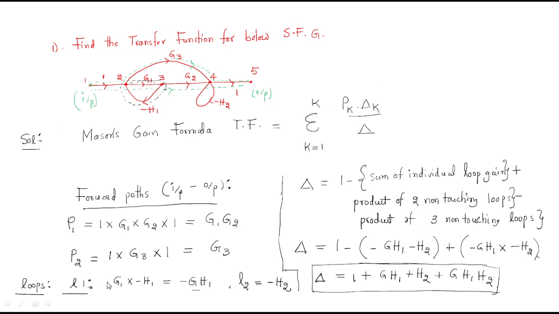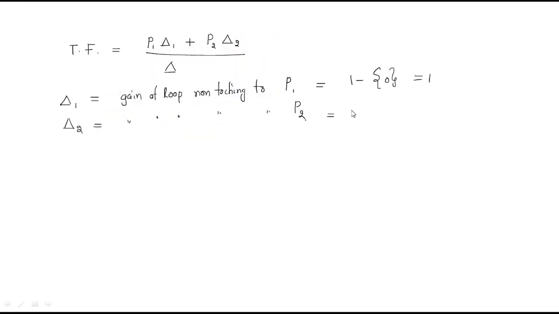P2 also, the forward path is like this, and it is also touching this loop and this loop. That's why I can write del 2 is 1 minus 0 again, so both are 1.